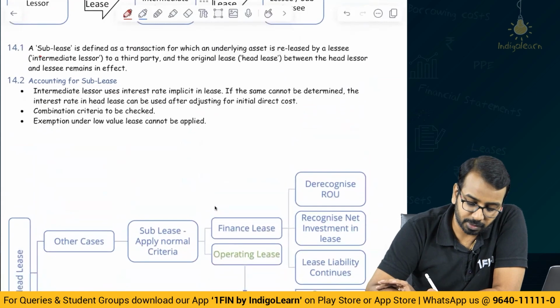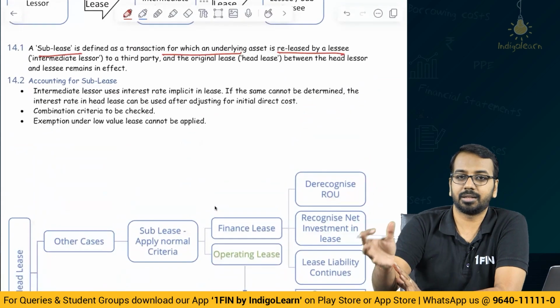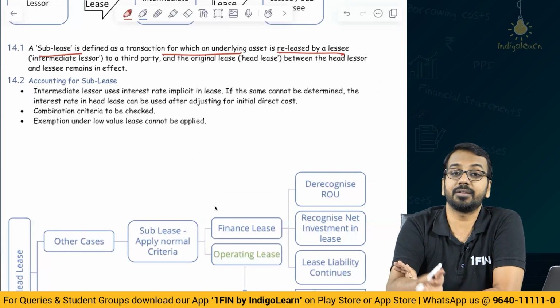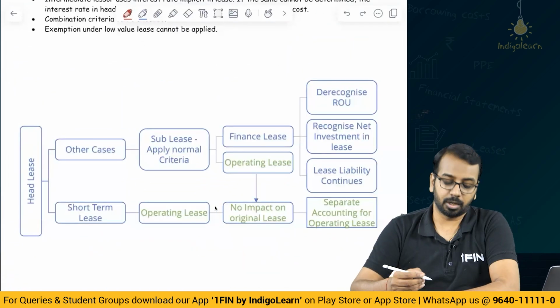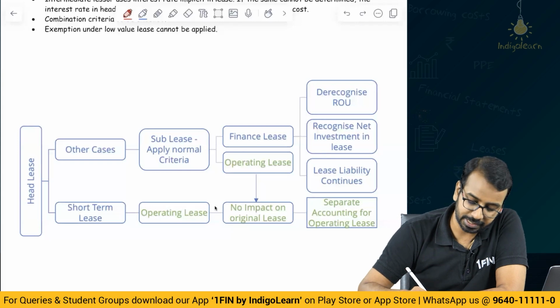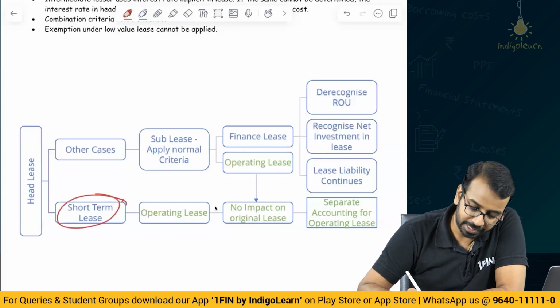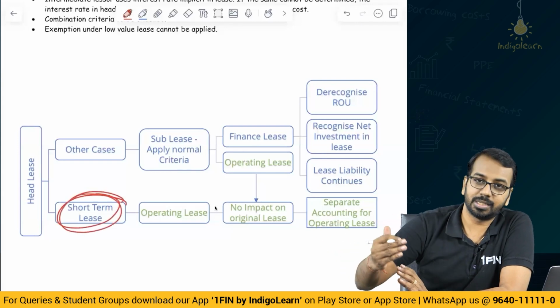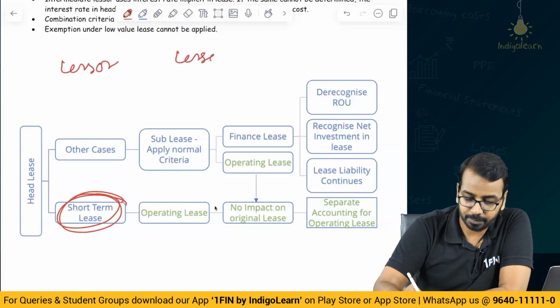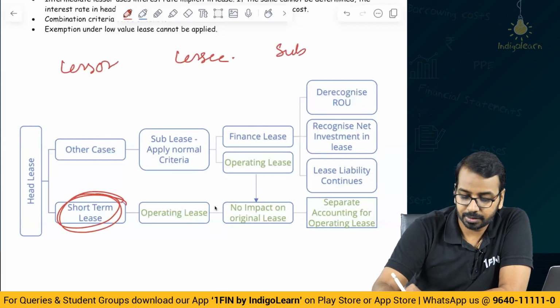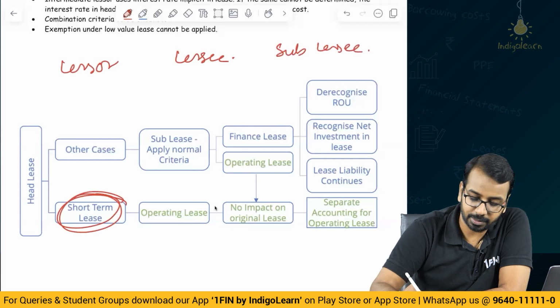Then we have another concept of sublease, where an underlying asset is re-leased by the lessee. So, there is a lessor, the lessor has leased it to a lessee, and the lessee further leases it to a third party. Now how do we account for subleases? If the head lease is a short term lease, then you have the lessor, the lessee, and the sublessee, and the lessee becomes the intermediate lessor.